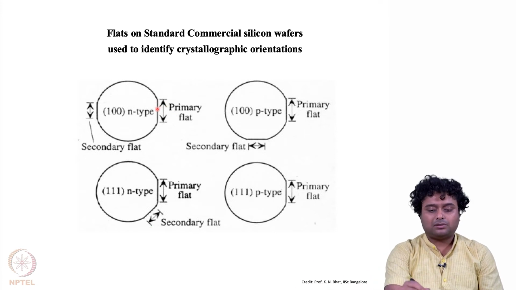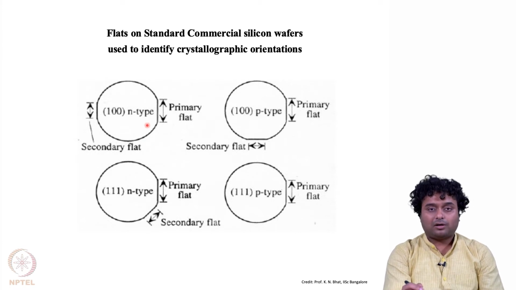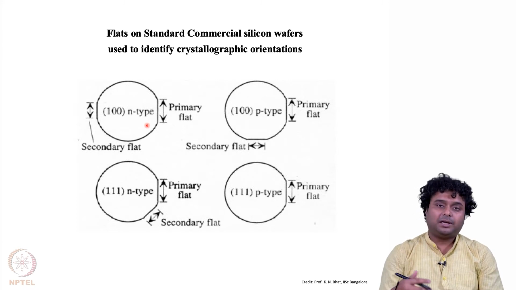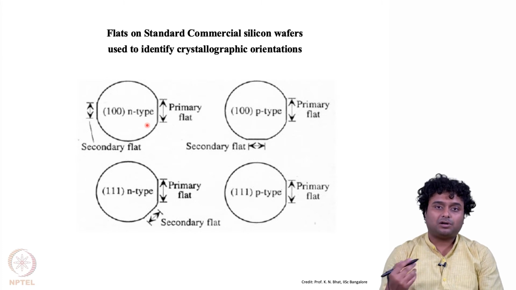What is the primary flat? The wafer is not perfectly circular; rather, there is a long cut at the edge, which is called the primary flat, and then there is another small cut, which is called the secondary flat. Now for 100 wafer and n type wafer, you are also aware of the term doping, where we can dope the silicon semiconductor to be p type or n type. P type semiconductors have more positive charge carriers, or holes, and n type semiconductors have more negative charge carriers, or electrons.